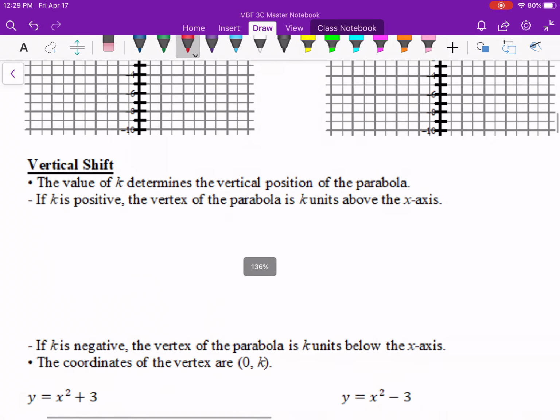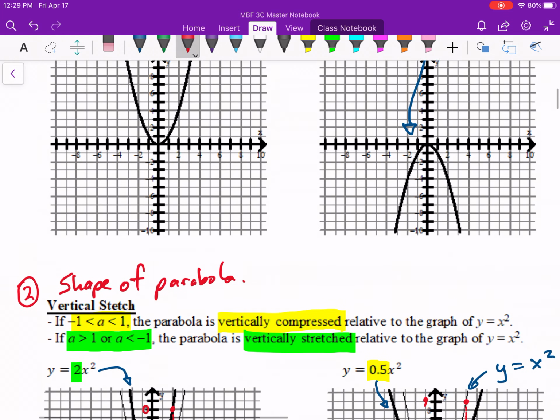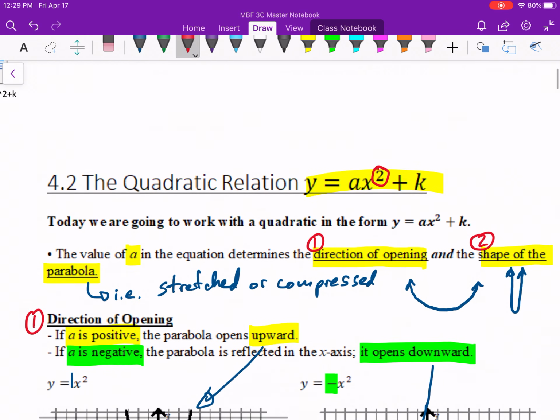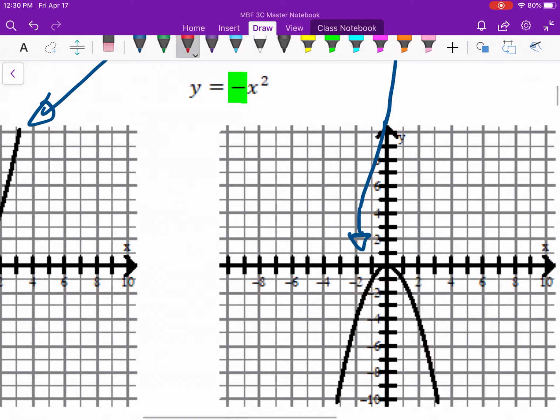The last thing for today is the vertical shift. The value of k determines the vertical position of the parabola. All right, so k, what does that mean? Well, it's back in this formula here, right? It's right in the title. We got y equals ax squared plus k. So we're never going to see a or k in an equation. We just have to remember them by where they are. A is always right in front of the x. K is always something that comes at the end of the equation. As you can see, it's plus or minus something at the end.